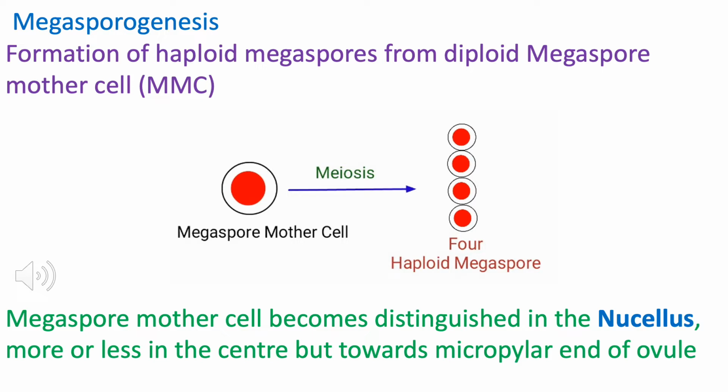So in most of the flowering plants, among the 4 haploid megaspores which you can see in the diagram, only one is functional and the other 3 degenerate. The single functional megaspore develops into female gametophyte. So here the haploid megaspore, which is produced by the process of meiosis, gives rise to female gametophyte.